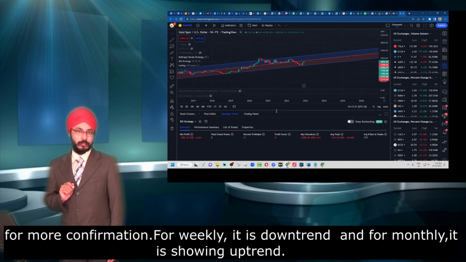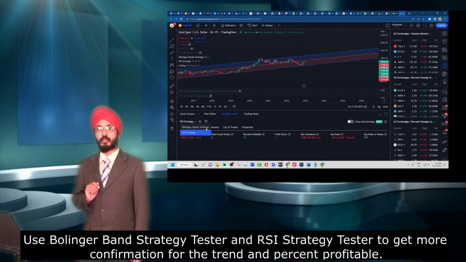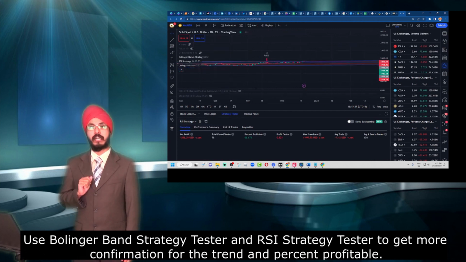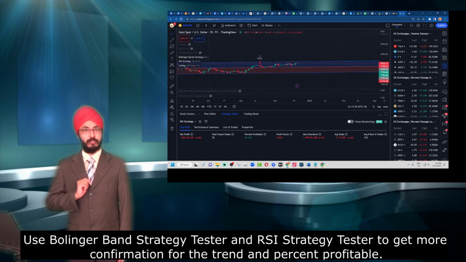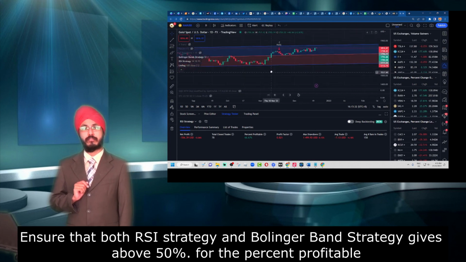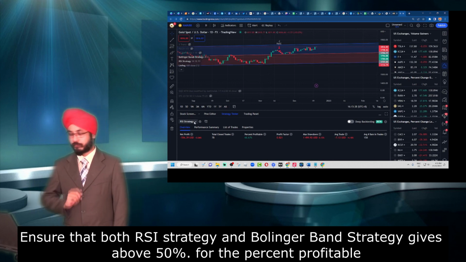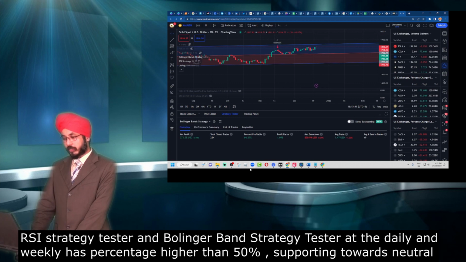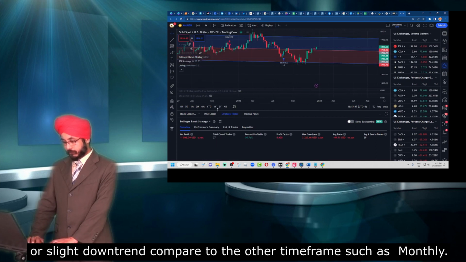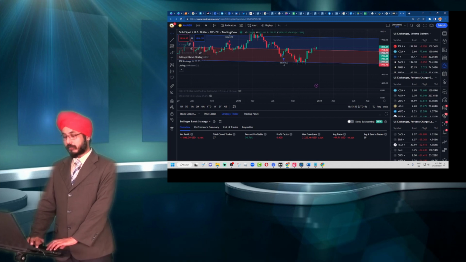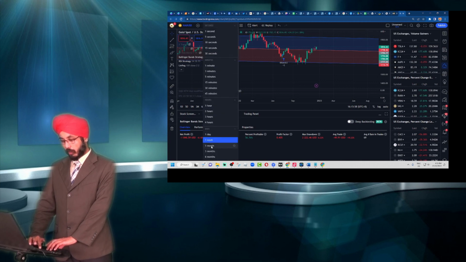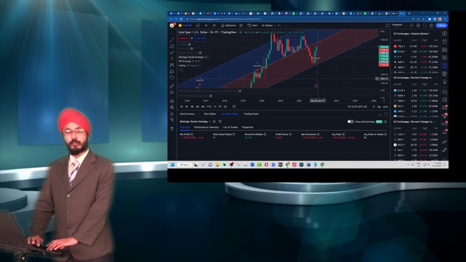We will also have to use 2 types of strategy tester, which is known as the Bollinger Band strategy tester and also the RSI strategy tester. It is important to ensure that the percent profitable is above 50%. For our Bollinger Band strategy at the daily, it has a percent profitable of about 64.57%, for our weekly about 56.76%, and for our monthly about 36.36%.